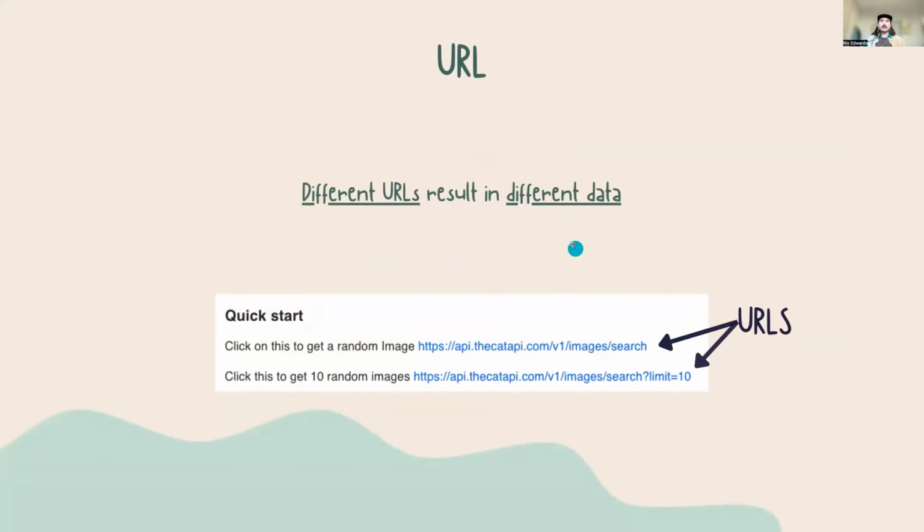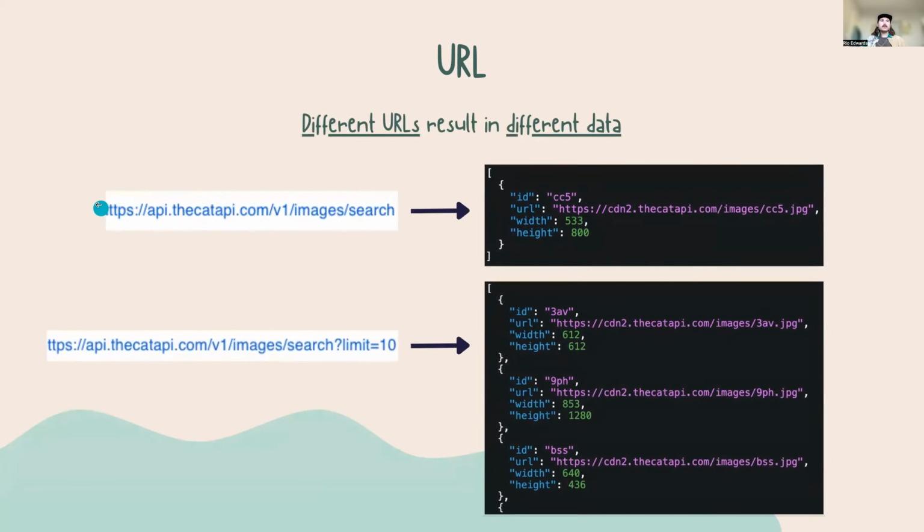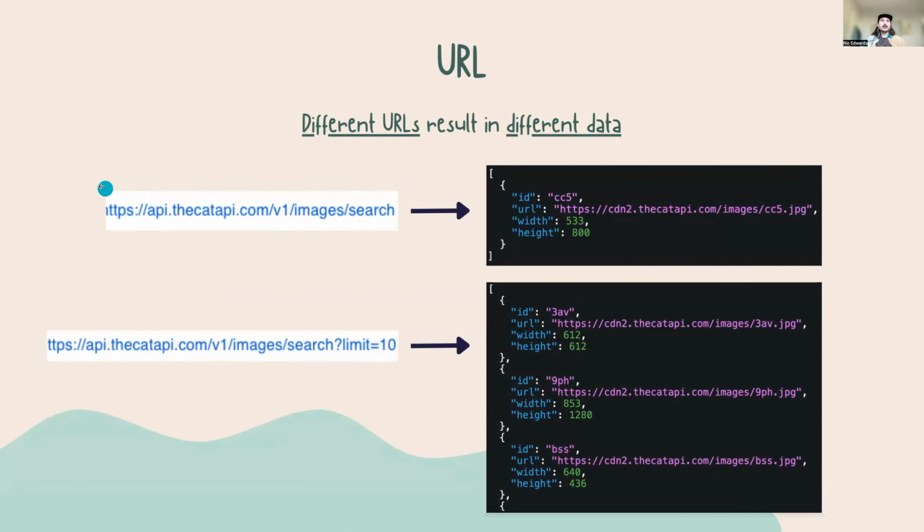So now we need to talk a little bit about what a URL is and what the different parts of it are. The key thing is that different URLs result in different data. So if I click on this top URL here, and it's being cut off a little bit in this image, but it's https://api.thecatapi.com/v1/images/search. When I click on that link, it will display this, which is some JSON data.